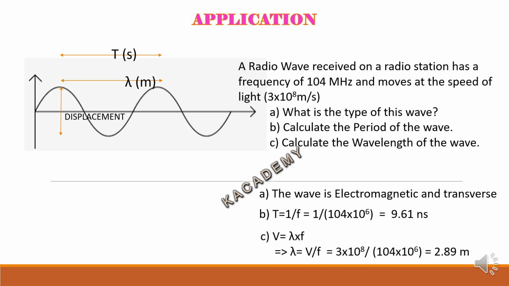Finally, regarding the wavelength, we will use the velocity formula that we gave earlier. So the velocity is the wavelength times the frequency. We can rearrange this formula to say that the wavelength is the velocity divided by the frequency. So it's 3 times 10 to the power 8, which is the speed of light, divided by the given frequency, 104 times 10 to the 6. So we deduce that the wavelength lambda is equal to 2.89 meters.